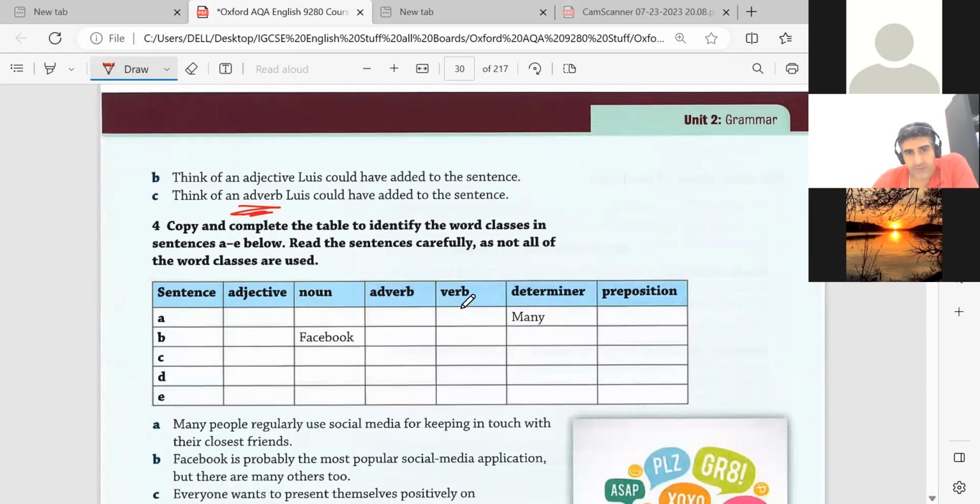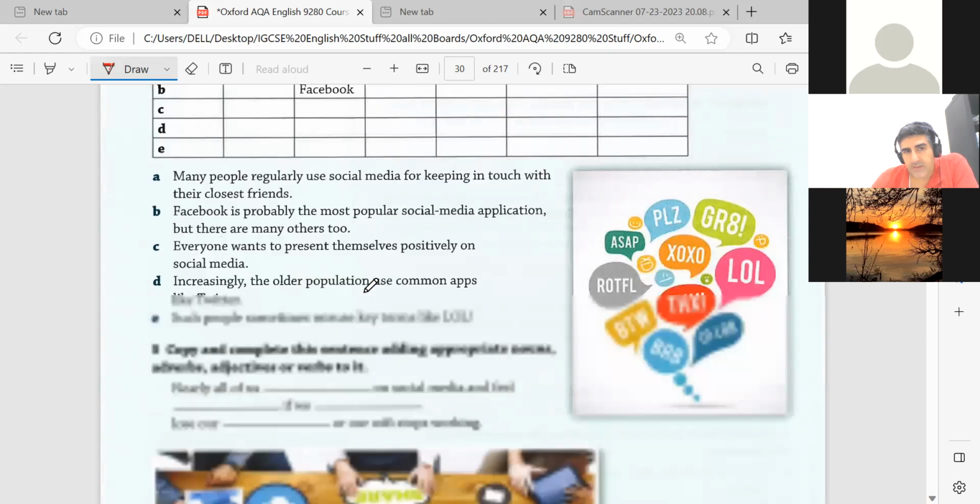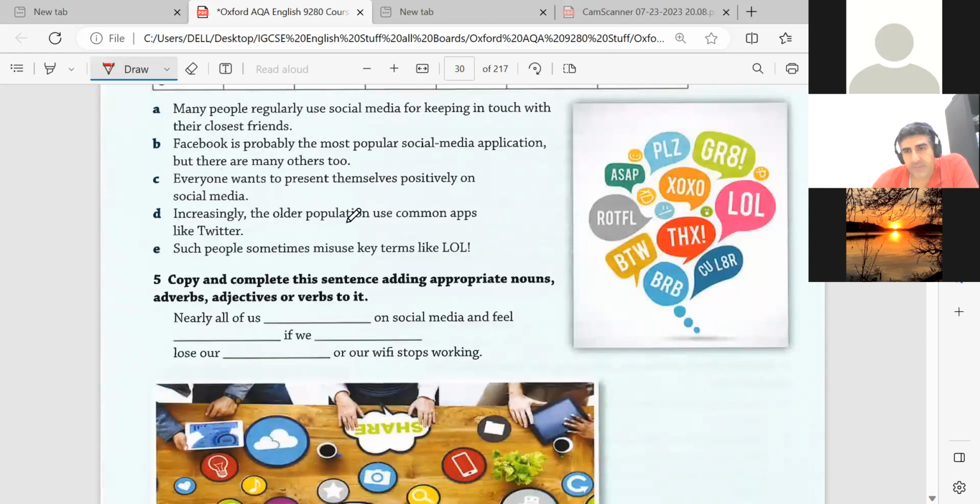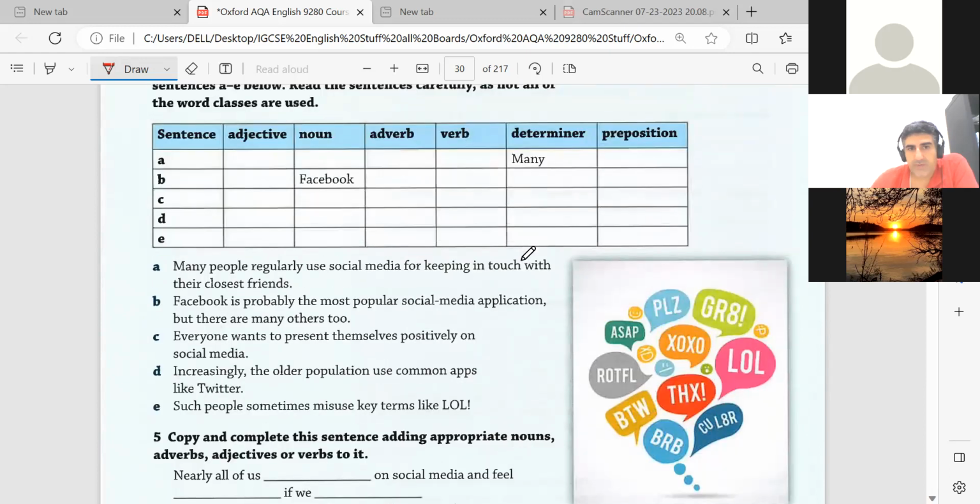Exercise 4. Please draw this table quickly in your notebook. Write the word classes. 6 word classes, as you see: an adjective, noun, adverb, verb, determiner, and the preposition. And you can add one more, number 7, pronoun. And please write the words in each sentence here from A to E in the right place. You have 3 minutes to finish.